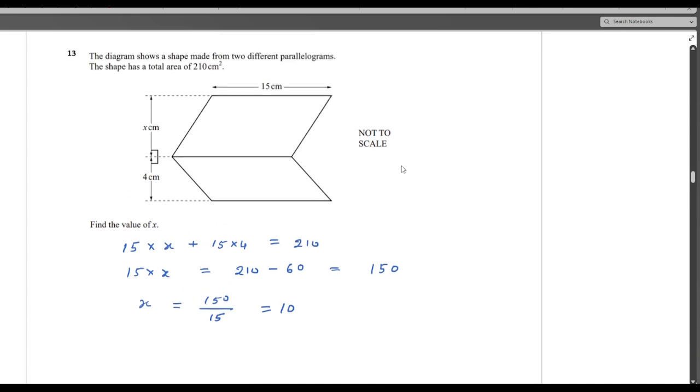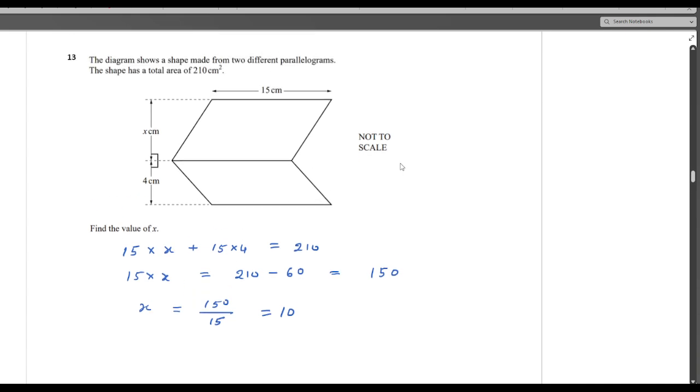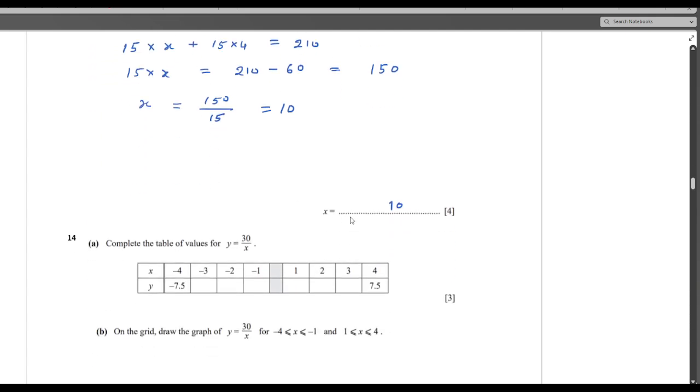Now the unit is also very important. Find the value of x. Centimeter is already written here, so the value of x, I will say that is 10. Okay, here I will not write the unit.